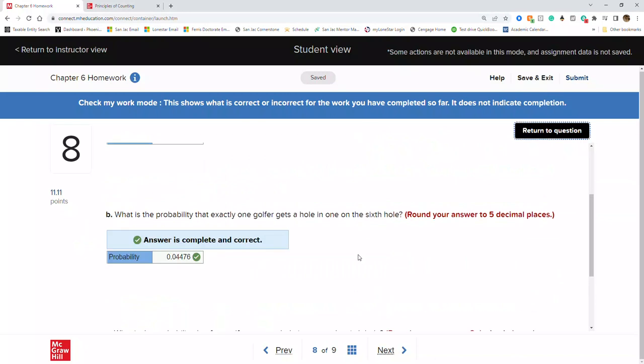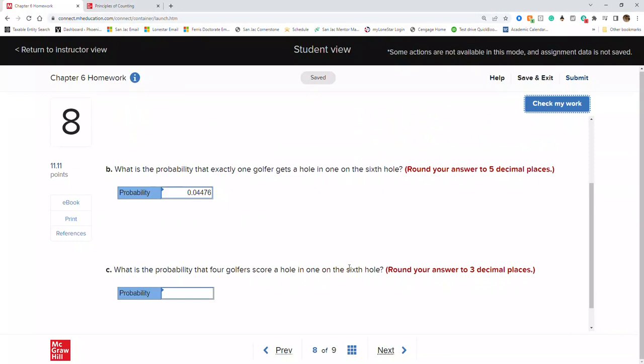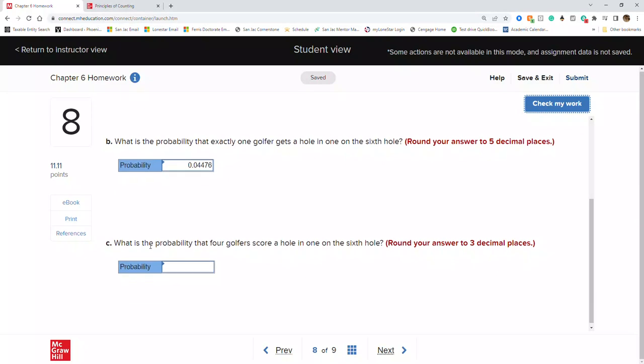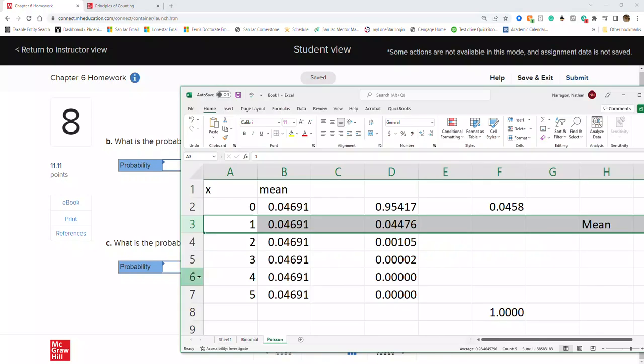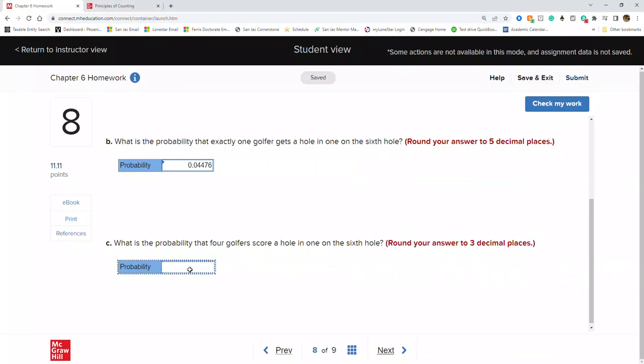Okay. Check. And there we go. Again, using the tools that we have, what is the probability that 4 golfers score a hole-in-one on the 6th hole? As you can see, there is no chance. Yet it happened. Again, probability is really just an estimate.